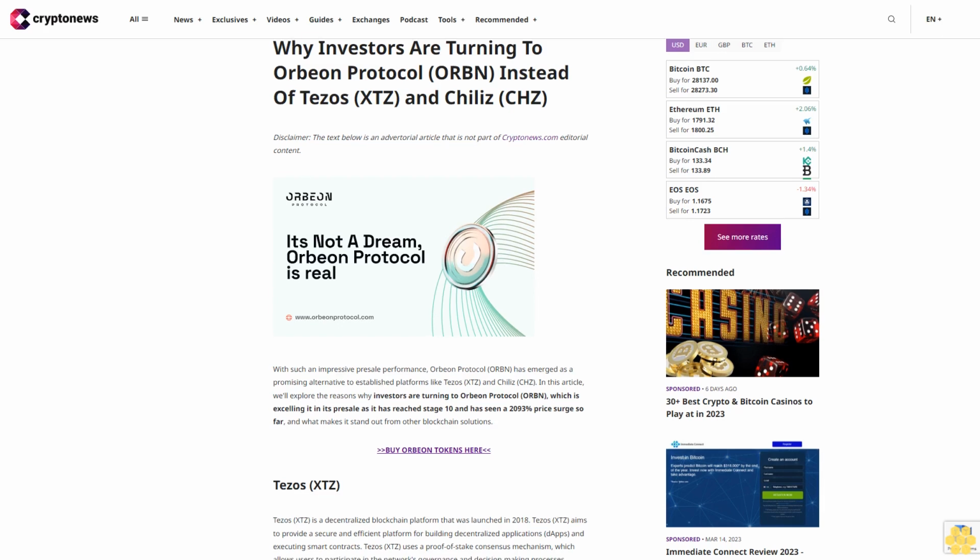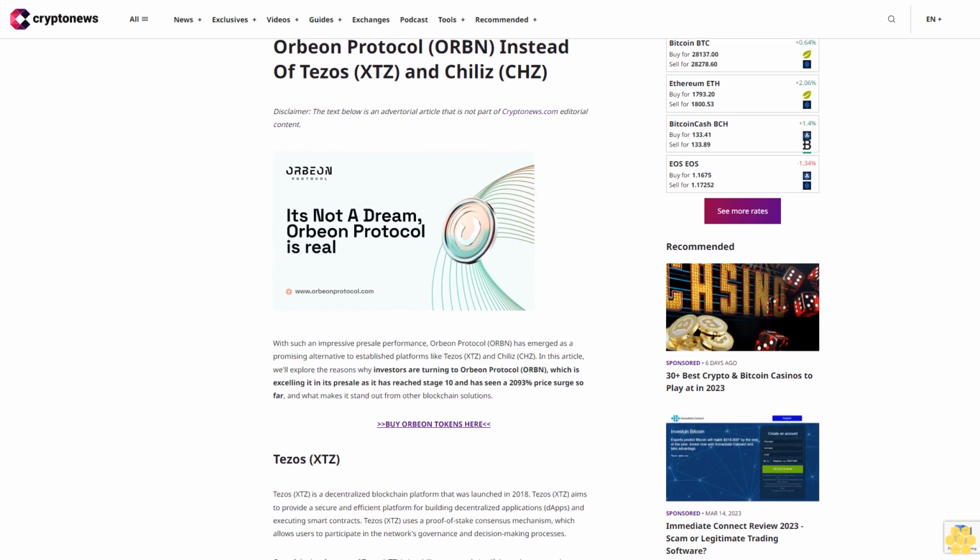Why investors are turning to Orbeon Protocol, Orbeon instead of Tezos, XTZ, and Chiliz, CHZ.